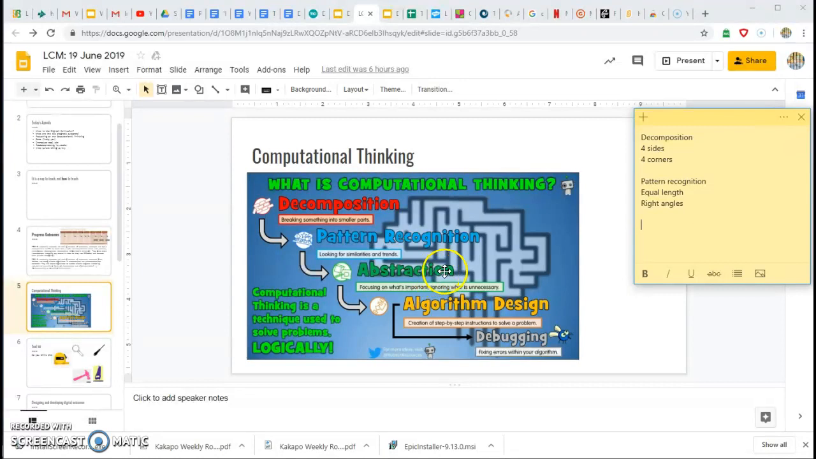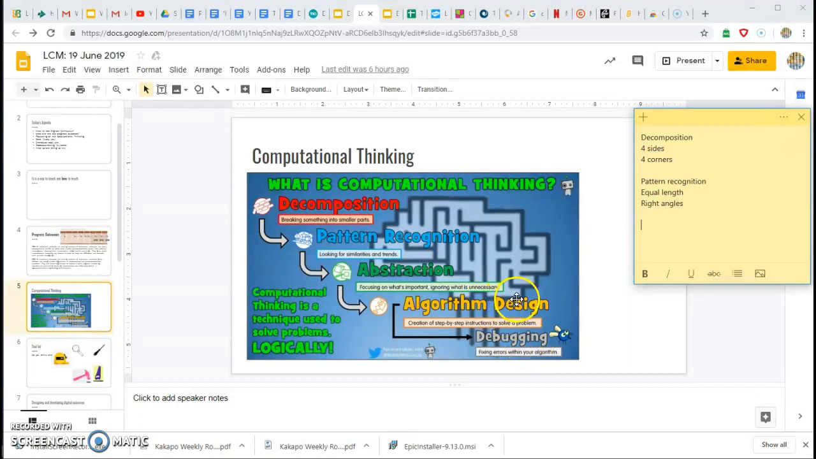Abstraction, I would argue, is a combination of those 2 things, because we're focusing on what is important and ignoring the unnecessary. At the moment, none of our information here is unnecessary, but we might have to revisit that later and see if there is an abstraction aspect to our Scratch part. And finally, algorithm design. The debugging will come when we finish.